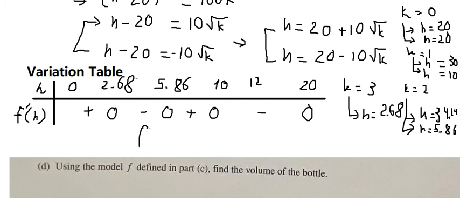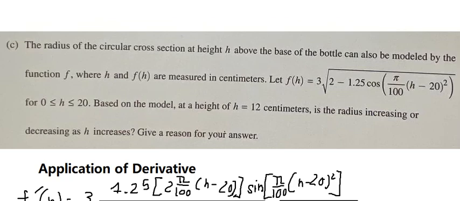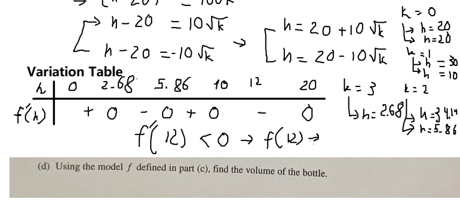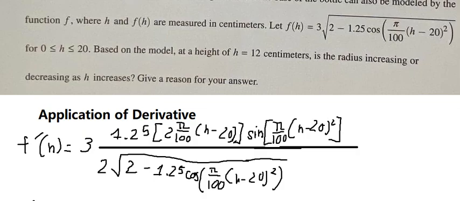We see that at 12, the first derivative is negative, because we have the negative sign here. If the function has a negative first derivative, that means at location f of 12, when h increases, the radius will decrease. So that means for this one, it should be decreasing, because the first derivative is negative. So the answer we need to choose is decreasing.